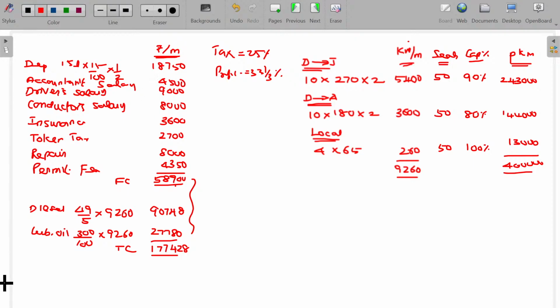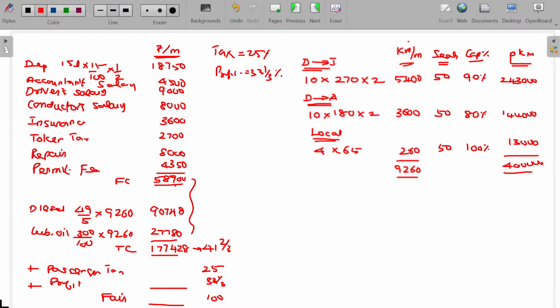Okay. Now you have to add passenger tax and your profit. Then you will get the fare here. If the fare being 100, profit should be 33 1/3, passenger tax should be 25, and it should be 41 2/3. Is that okay? You can do the reverse calculation.